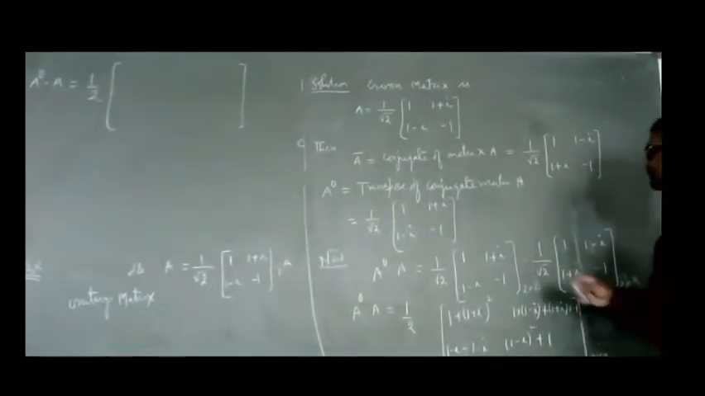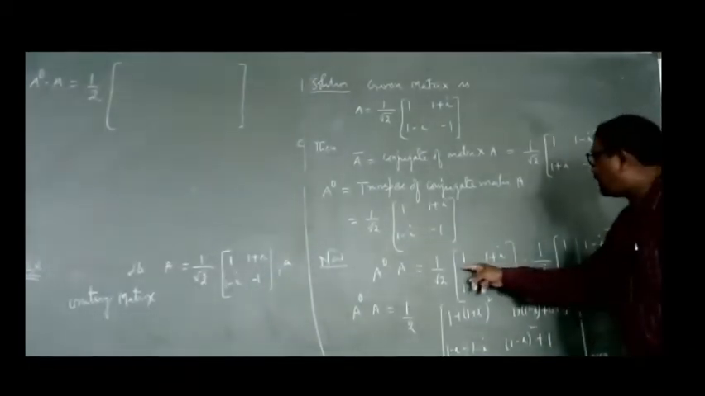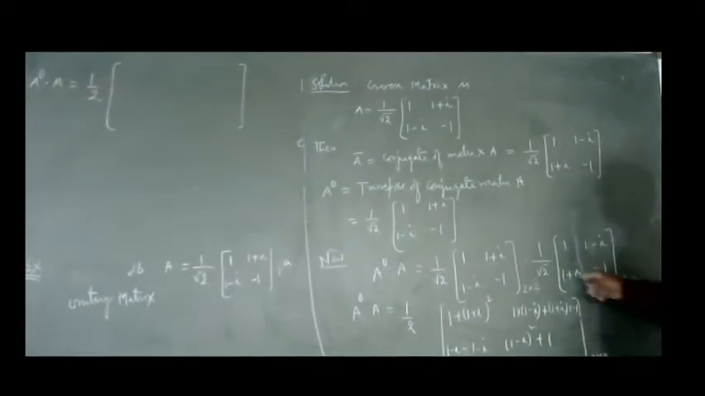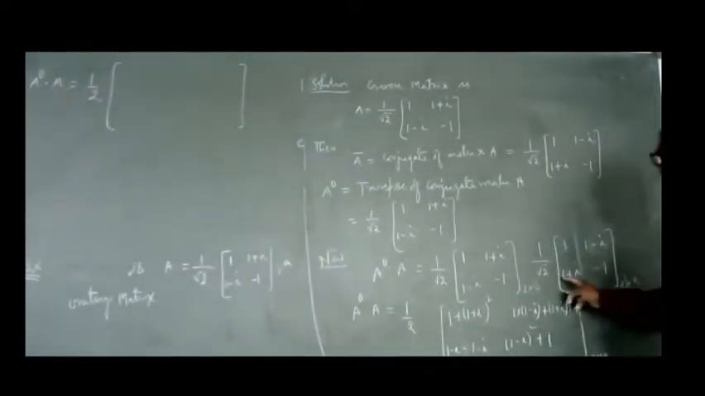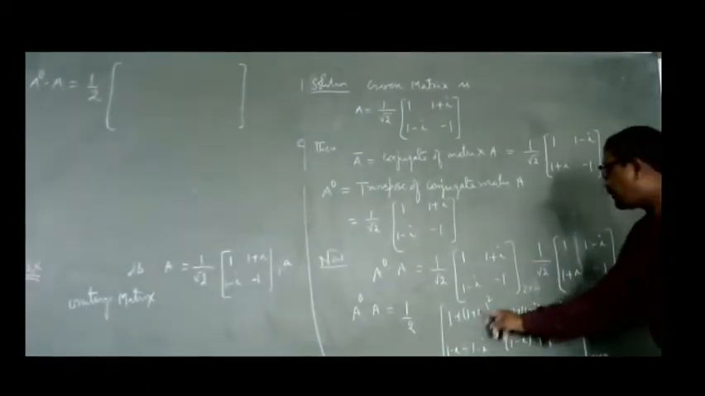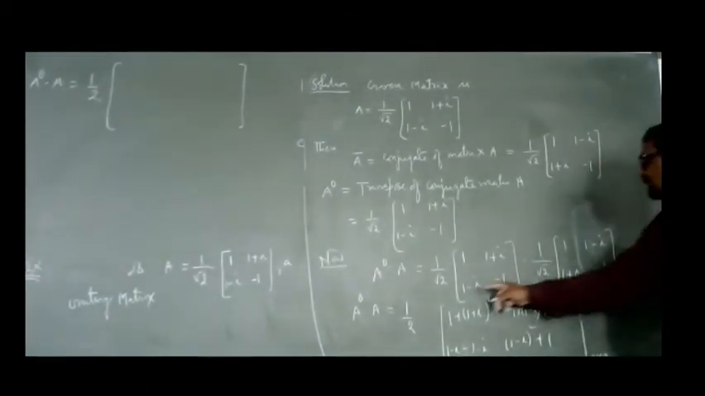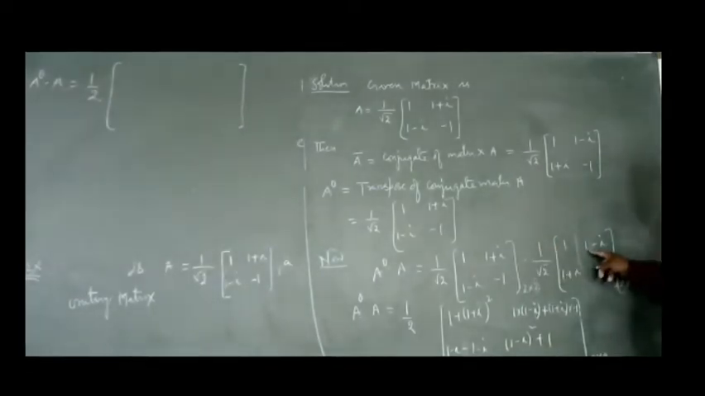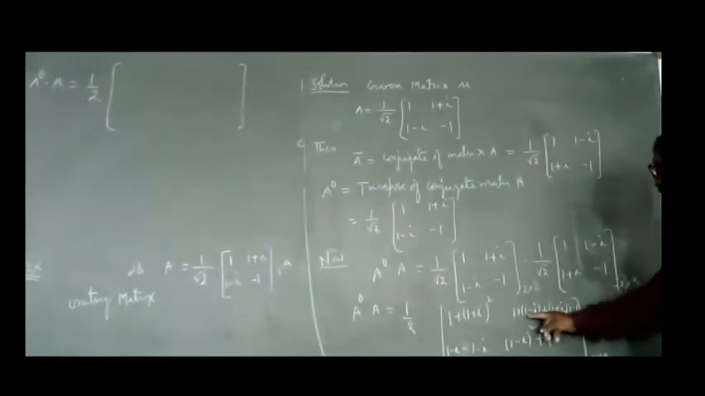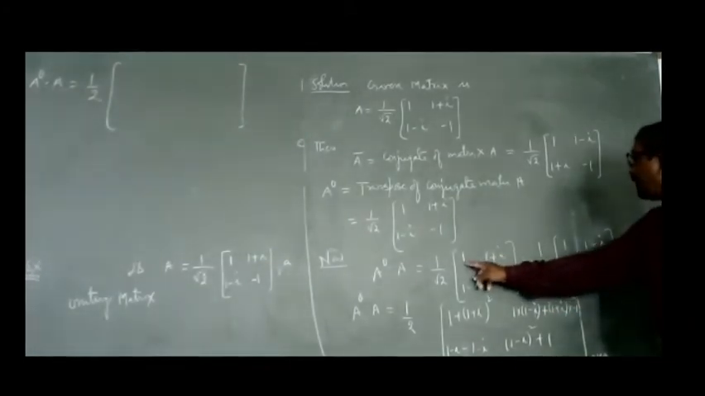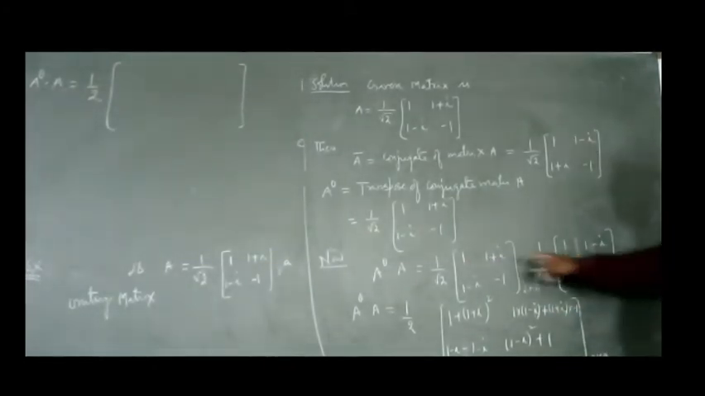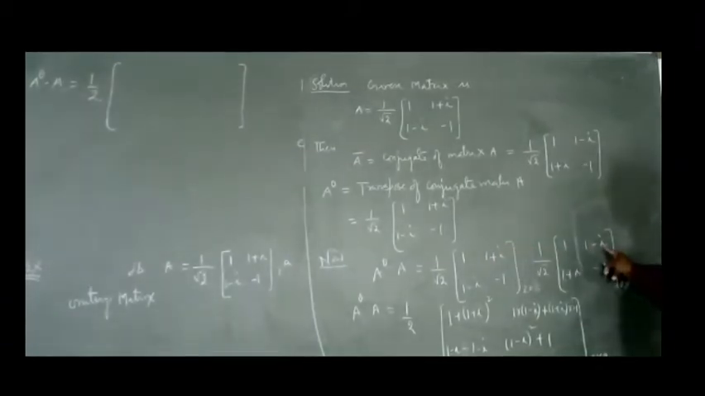Now we follow the procedure of multiplication. First row is going to multiply with the first column. Here 1 into 1 is 1, and 1 plus i times 1 minus i. Then the first row multiplied with the second column: 1 into 1 minus i, plus 1 plus i multiplied with minus 1.